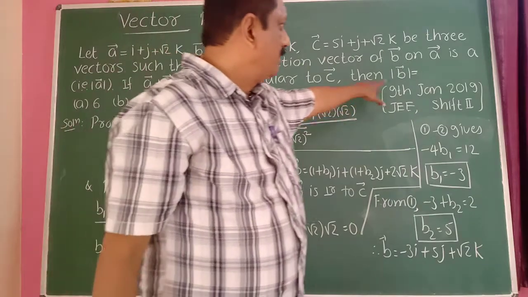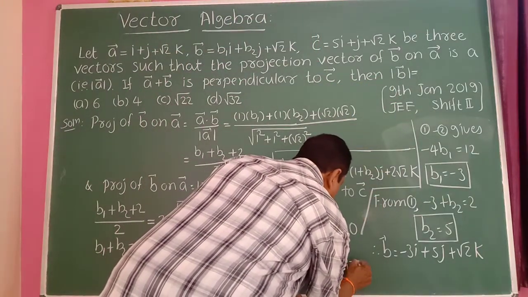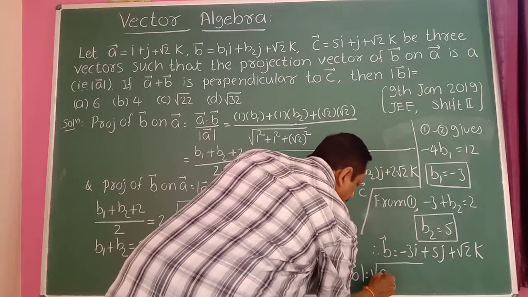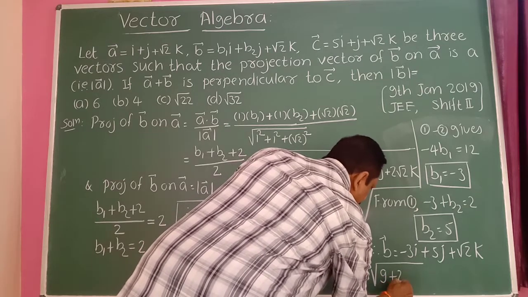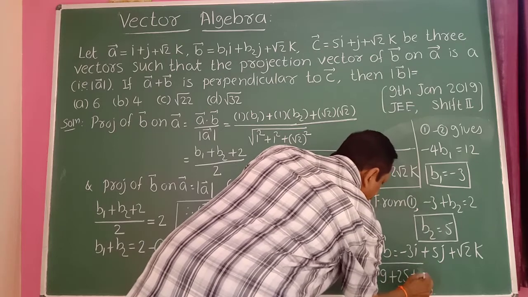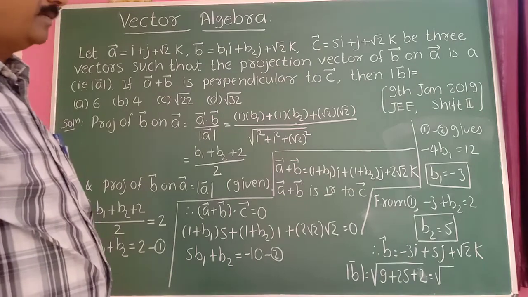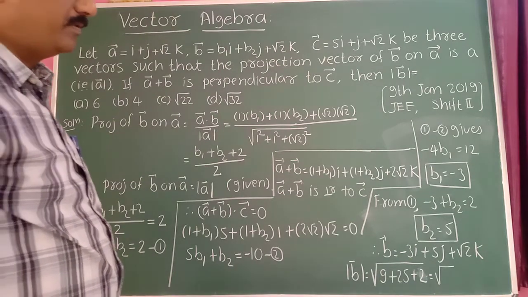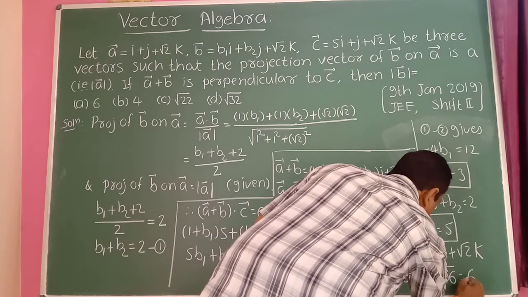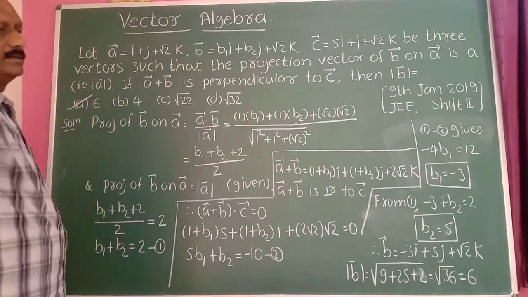Here we want the modulus of b bar. So modulus of b bar is given by root of minus 3 square, which is 9, 5 square is 25, and root 2 square is 2. Therefore, root of 25 plus 9 is 34, plus 2 is 36. Square root of 36 is 6. Therefore, the first option is the correct option.